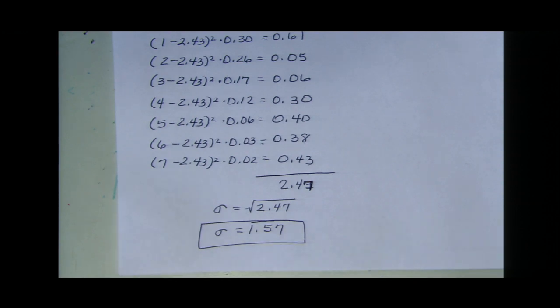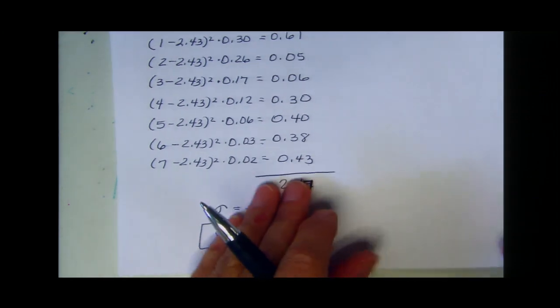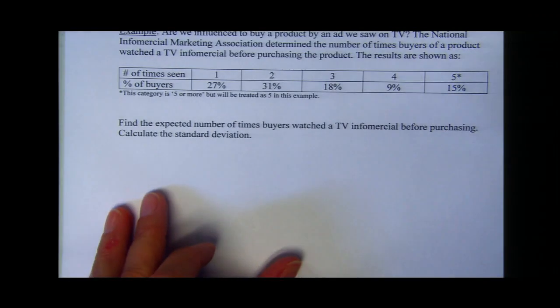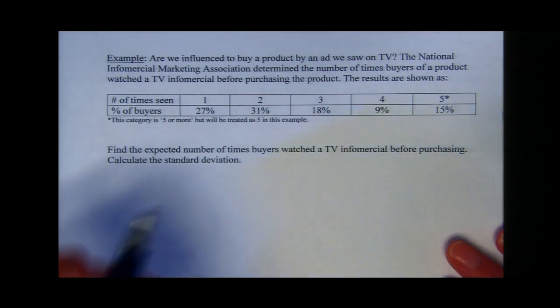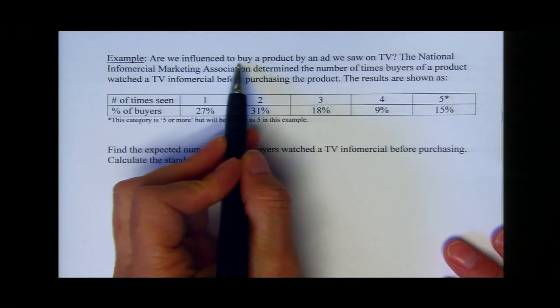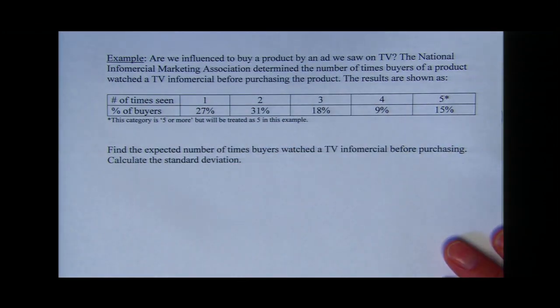Okay, we're going to look at one more example to get you familiar with this. Plus, the table looks just slightly different. So in case you encounter one like this, I want to be sure you know how to handle it. Okay, are we influenced to buy a product by an ad we saw on TV? The National Infomercial Marketing Association determined the number of times buyers of a product watched a TV infomercial before purchasing the product. The results are shown as.